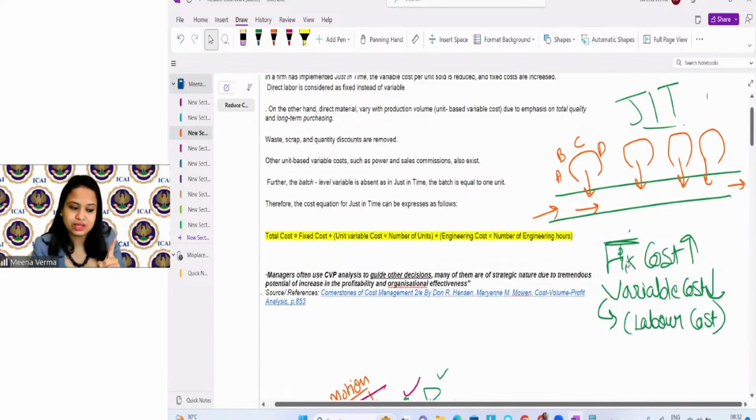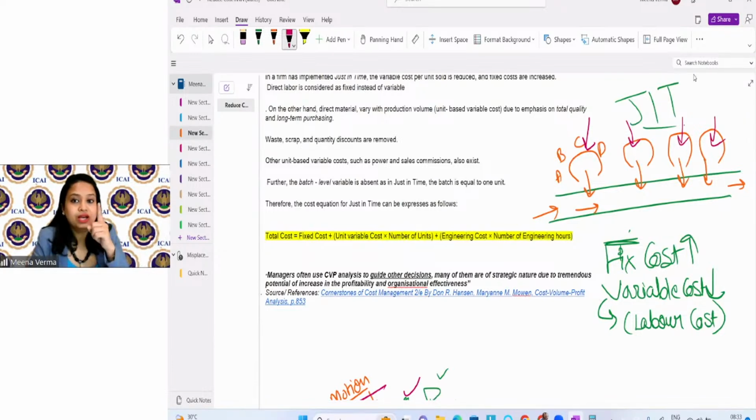Material cost may increase because you are asking the supplier to drop the inventory straight to the production floor on the machine. Maybe the material cost increases for that reason. But labor costs will reduce drastically in this case.